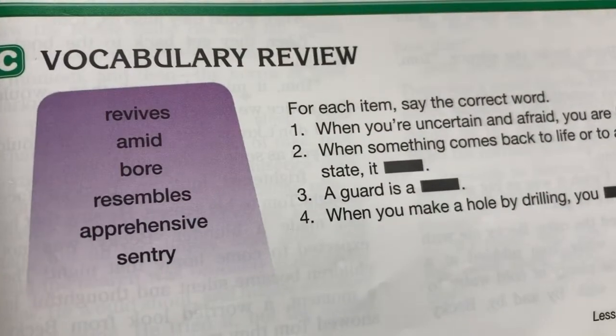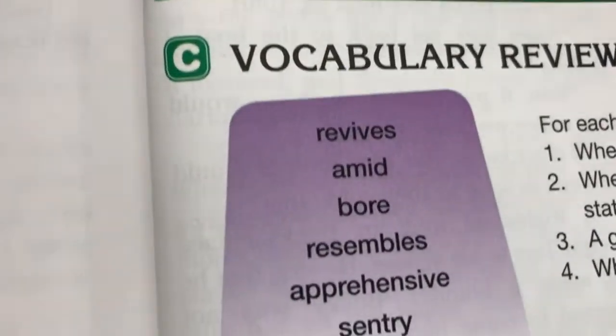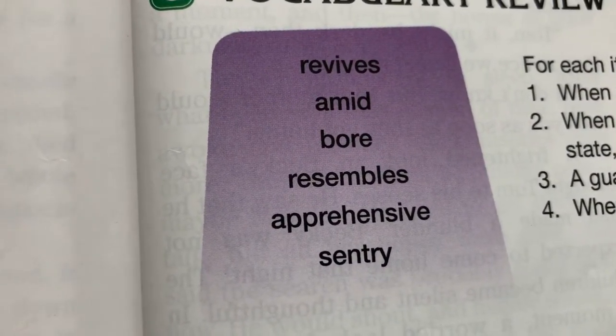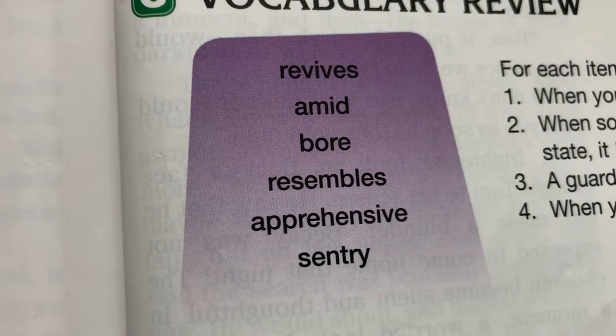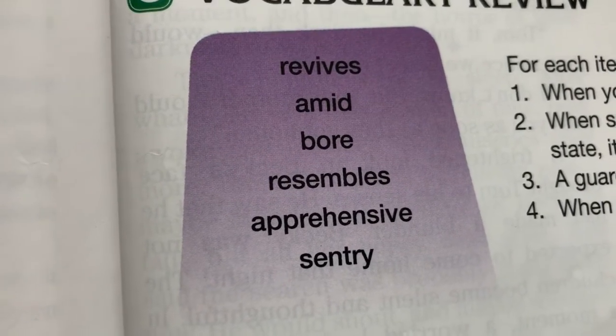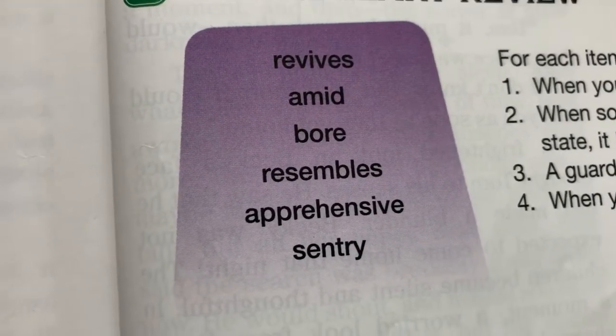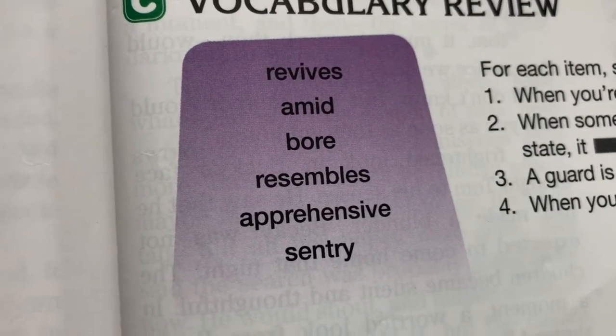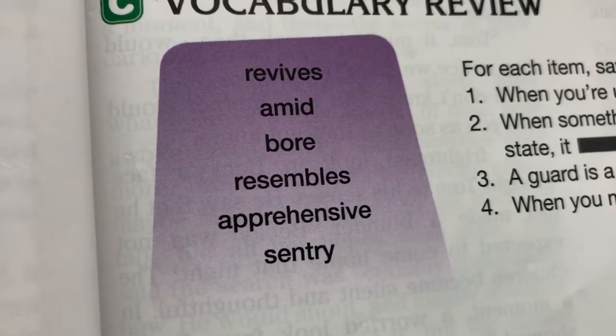Moving on to vocabulary review. Let's look at the words in the column, starting from the top, working to the bottom. Revives. Amid. Bore. Resembles. Apprehensive. Century. Let's review these again.